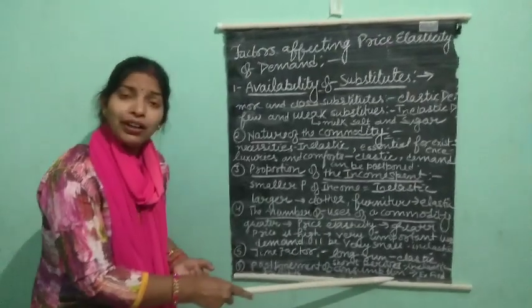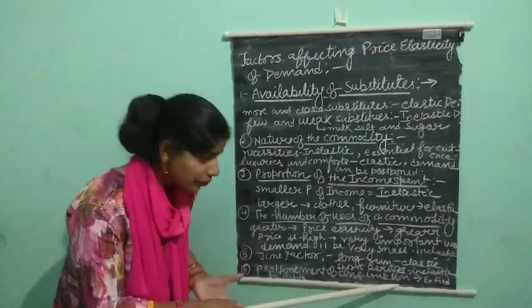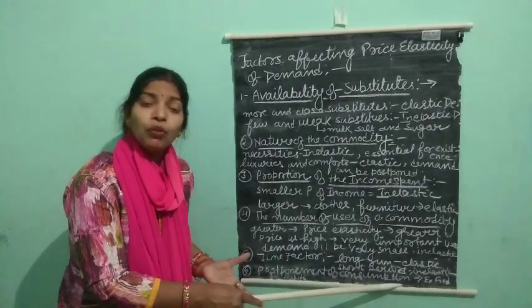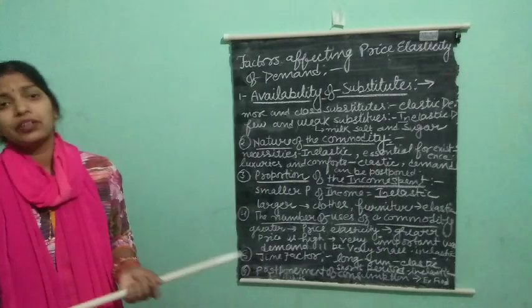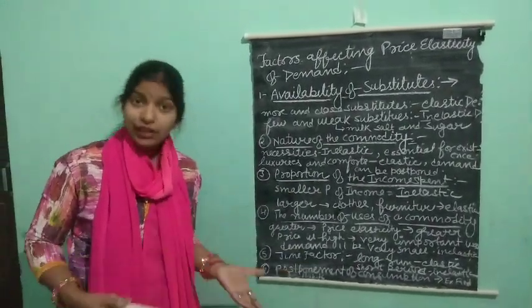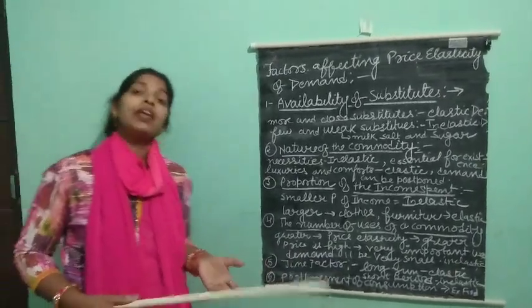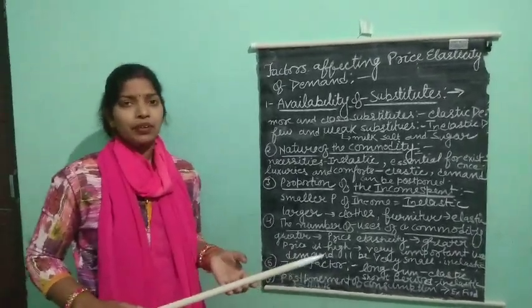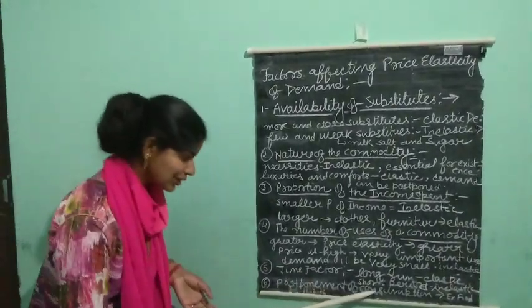And then postponement of consumption. If postponement can be done, it depends on the consumer's need. If postponement can be done, as with luxurious and comfortable goods, then the demand will be elastic. But in the case of necessity items, for example food, it cannot be postponed, so it will be inelastic. This is the sixth heading, postponement of consumption.